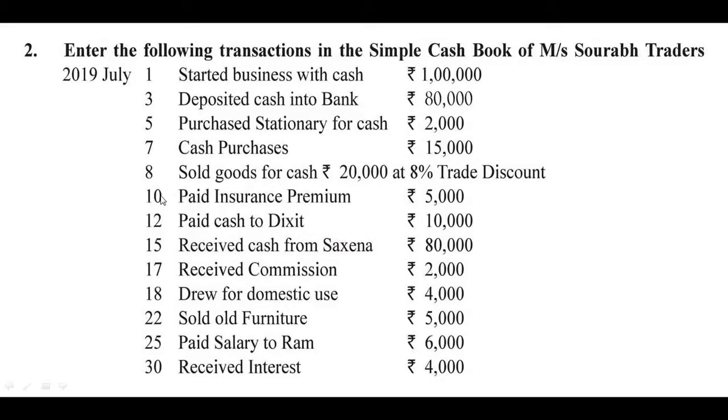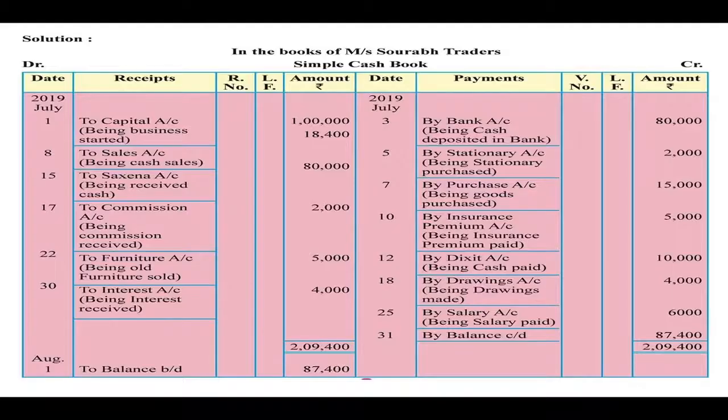Next, 10th July, paid insurance premium rupees 5,000. Now here it is given paid, it means it is the payment, and insurance premium is an expenditure. So it will be recorded on the credit side, that is the payment side of the cash book, 10th July by insurance premium account 5,000 into bracket being insurance premium paid.